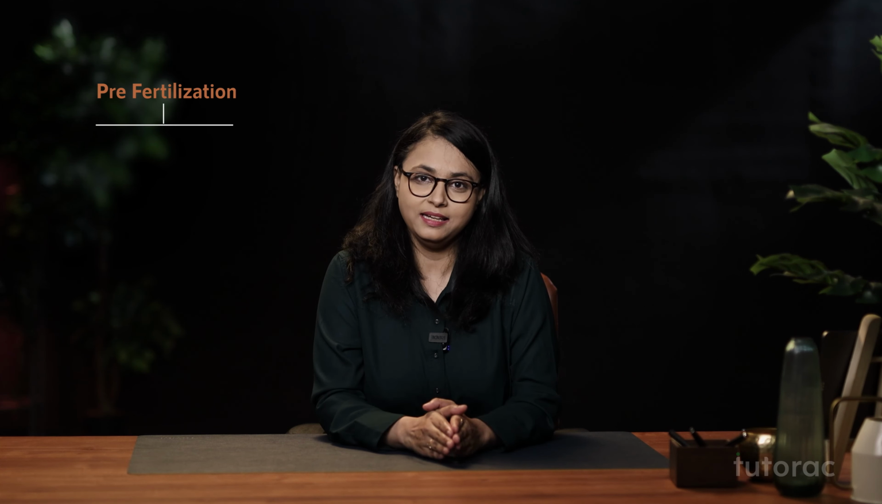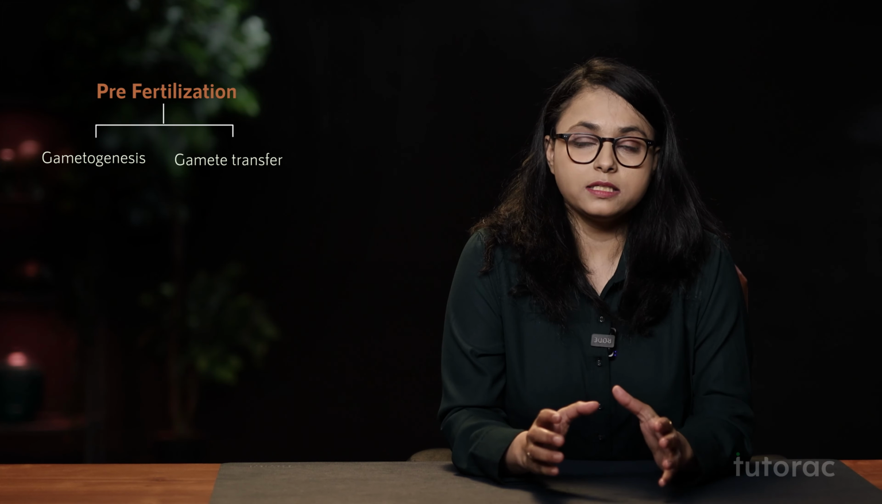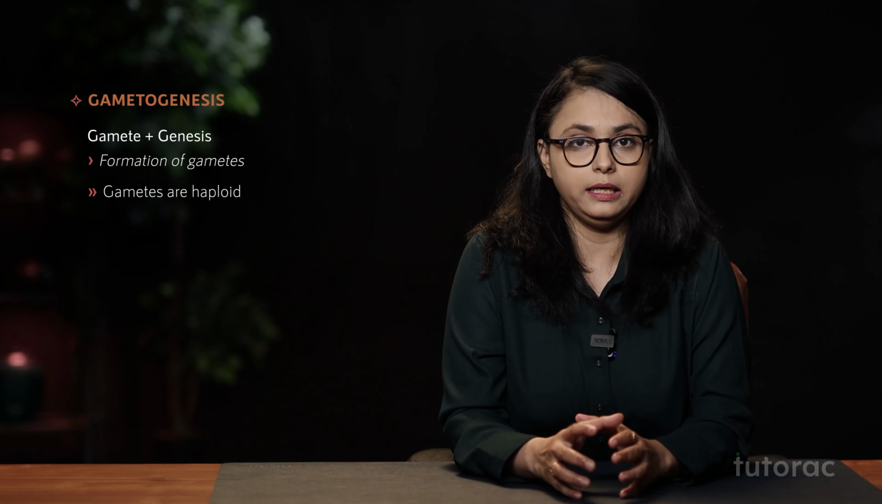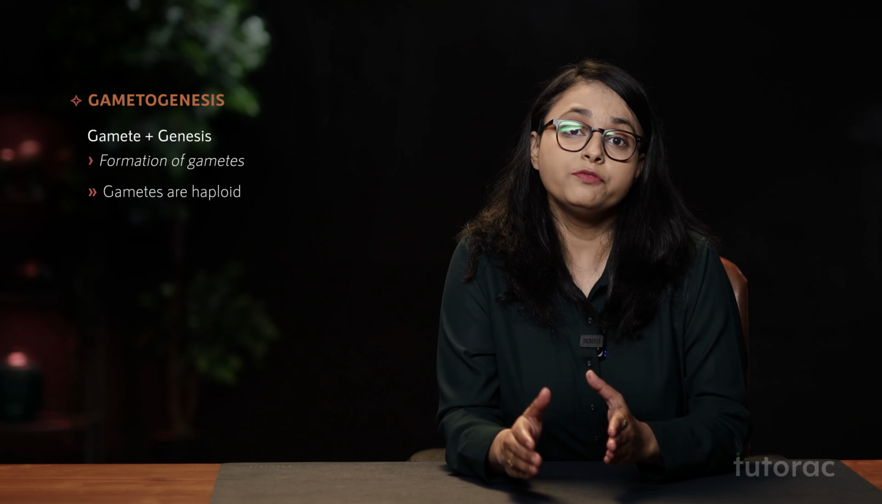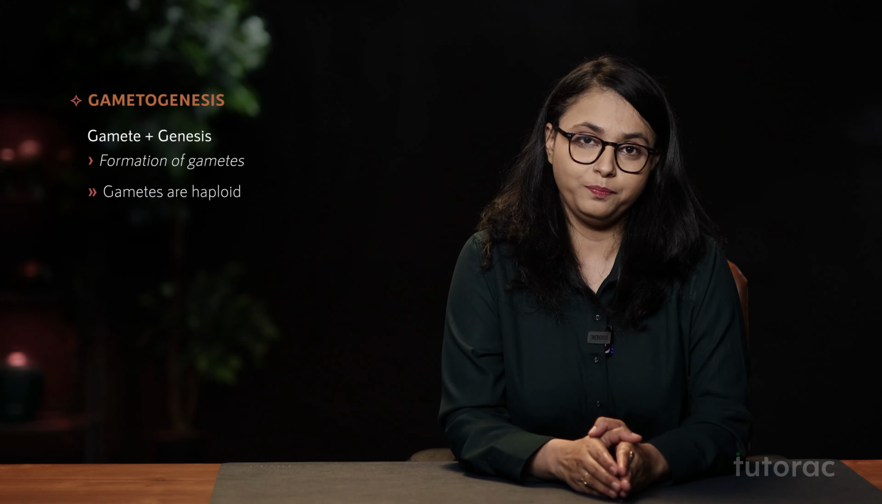Now, the pre-fertilization event consists of two parts. First is gametogenesis and next is gamete transfer. So here we will discuss gametogenesis. If we divide the term into two parts, it forms two things, gamete and genesis. It means formation of gametes. Now, how are these gametes formed? Gametes are generally haploid. It means they consist of one single set of chromosomes.